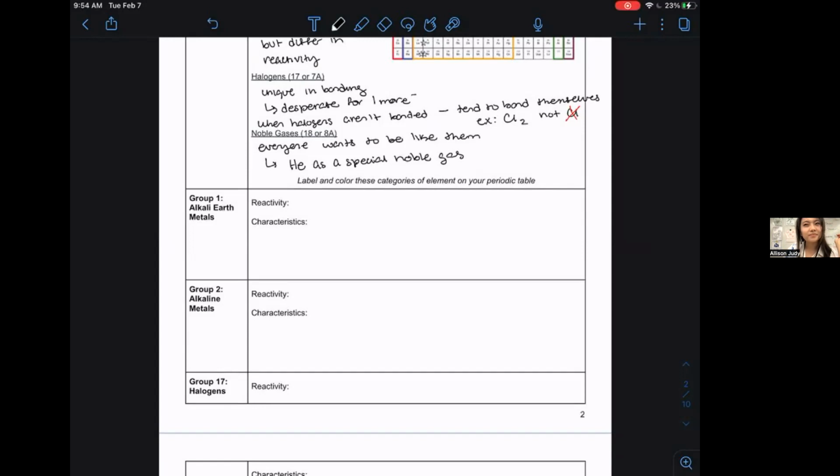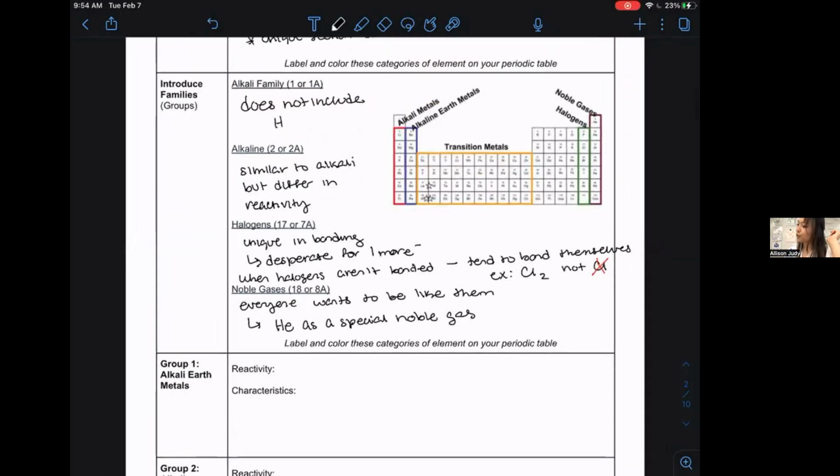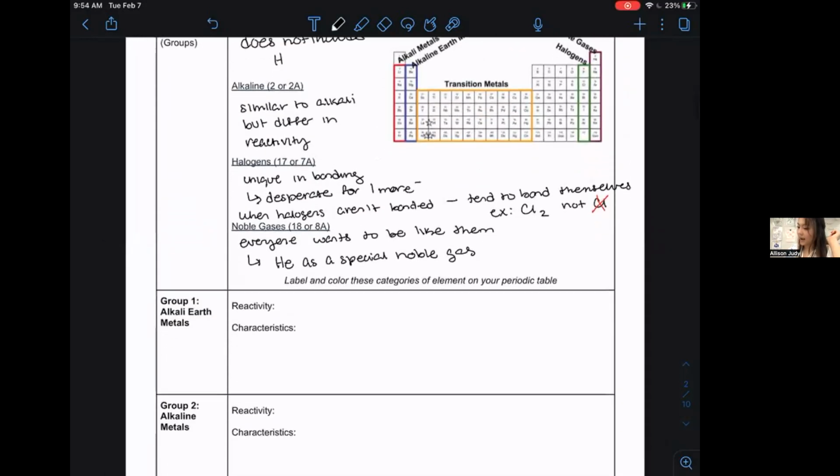Okay, so let's just start parsing out the group 1 family, alkali. These are highly reactive. In fact, we consider them to be the most reactive metals.